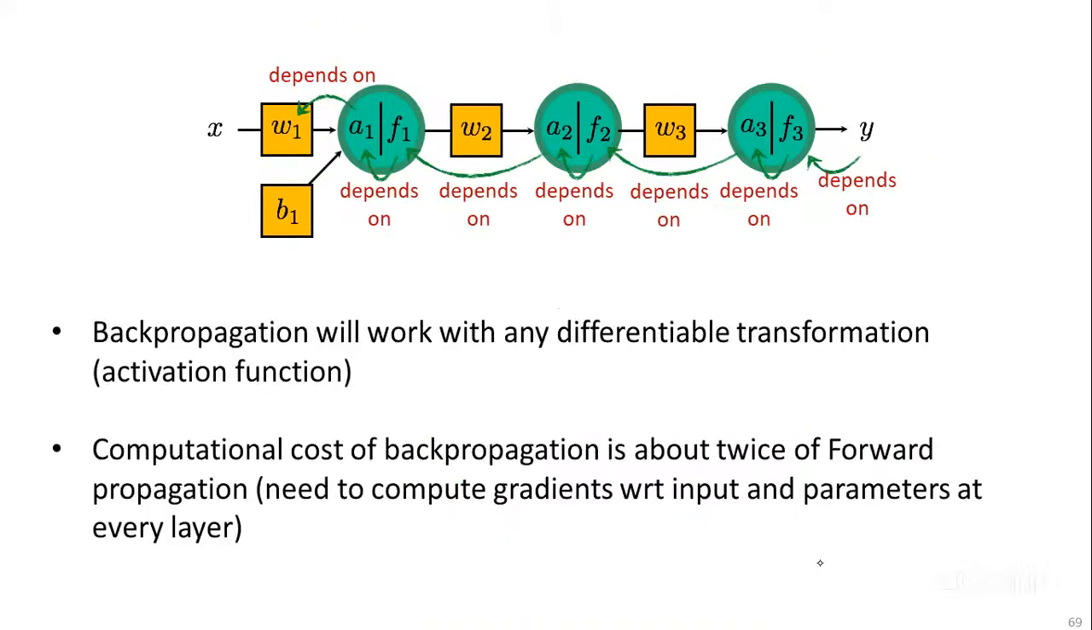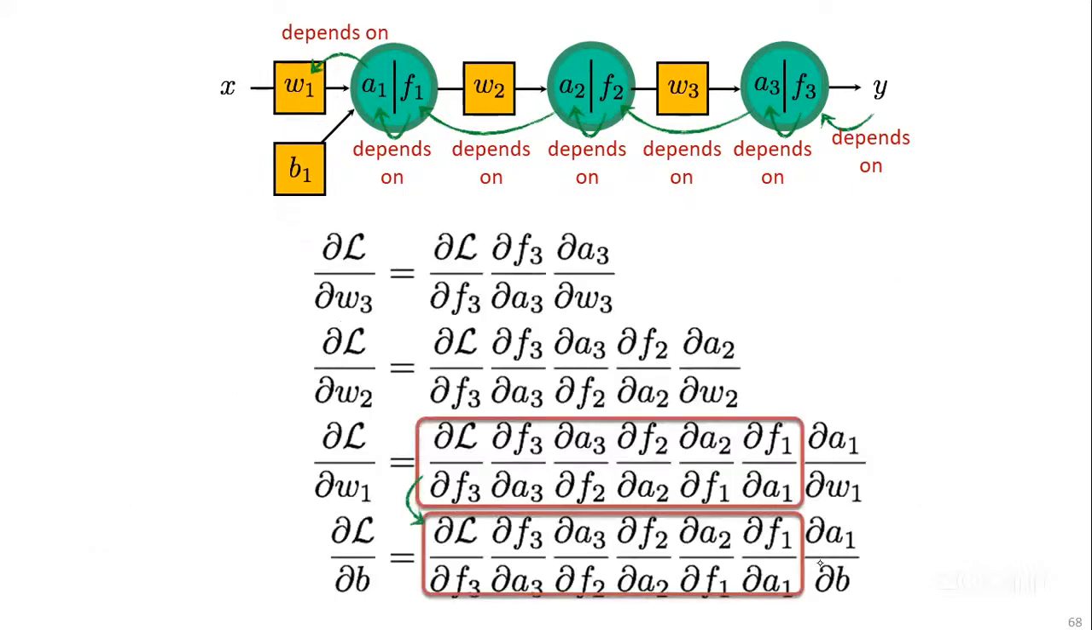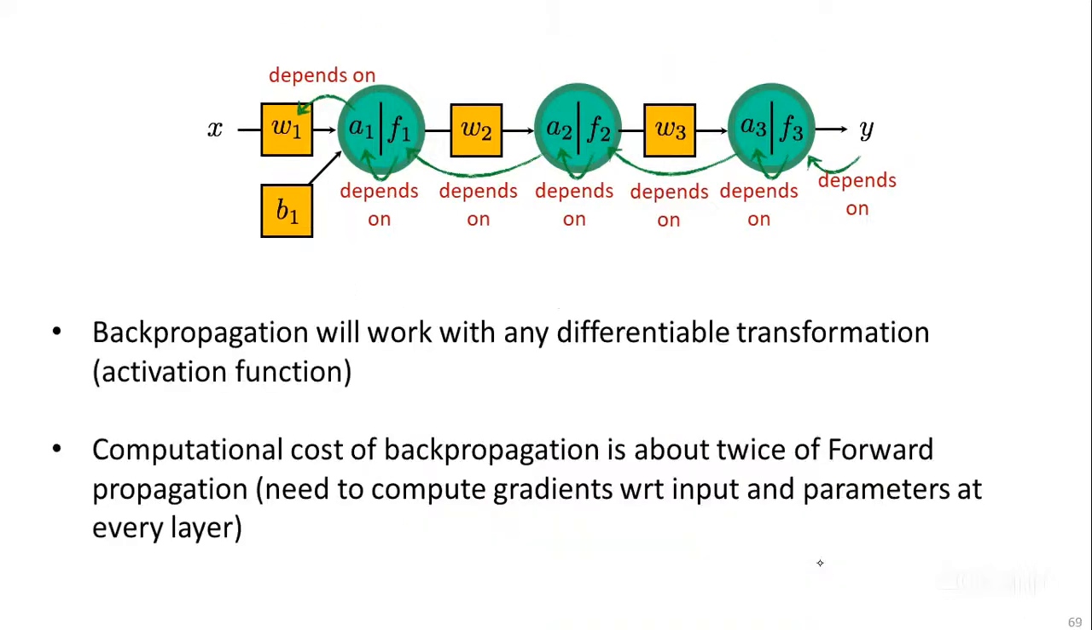Okay. So it means that your back propagation will work with any... Remember, what do we need to do this back propagation? We need partial derivatives, right? So it means that any activation function which is differentiable, you can use it, and then your back propagation will work. So any activation function which is differentiable, your back propagation is going to work, right?